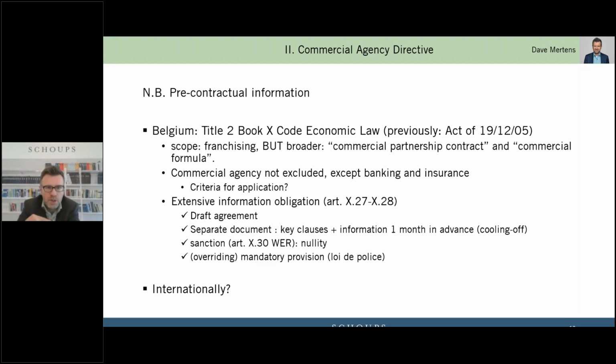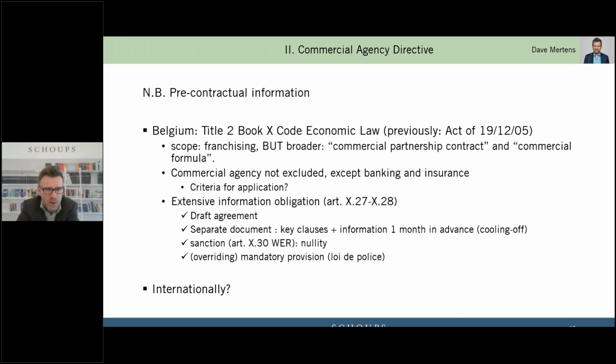So that's the definition. Initially, there was a bit of discussion: can it apply to commercial agency? Personally, I was of the opinion, I'm still of the opinion, that it did not. If you look at the definition, it could not apply to commercial agency. However, the legislation has changed, so now we can all agree that this act potentially applies also to commercial agency, with the only clear exception being banking and insurance. That's expressly excluded. But as that is excluded, I think you can infer that commercial agency contracts other than banking and finance are at least potentially falling under the scope of this specific legislation.